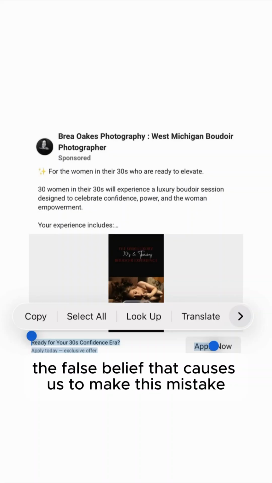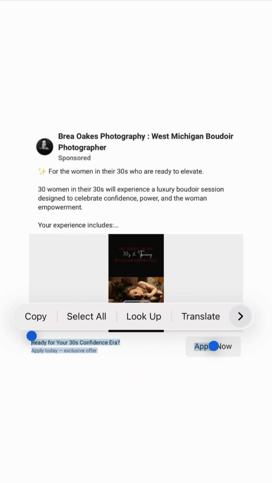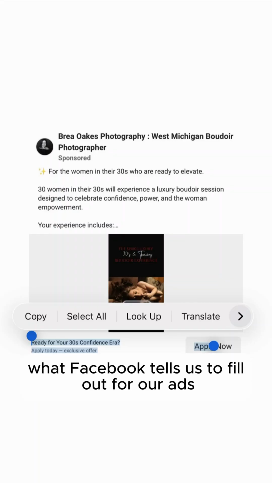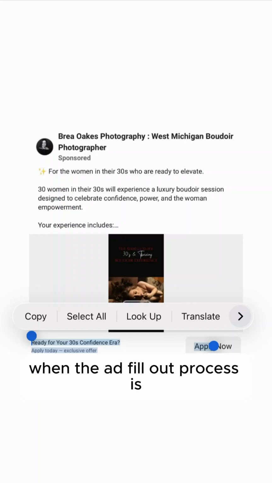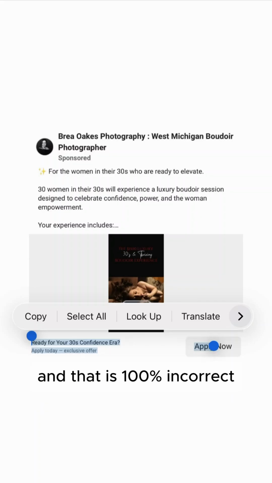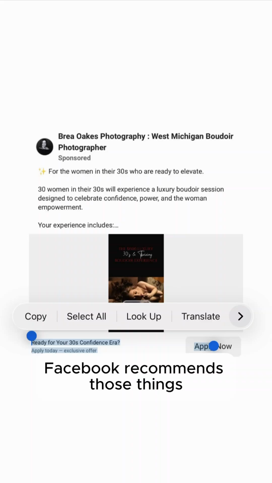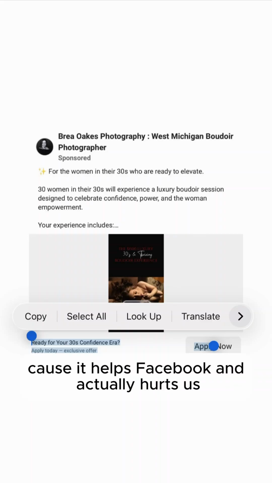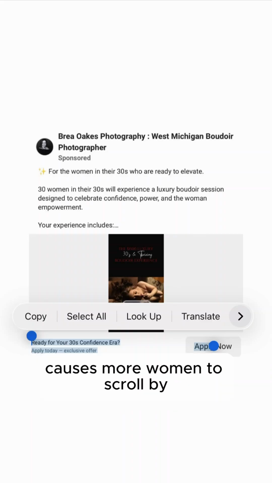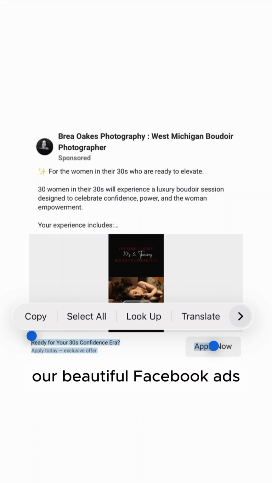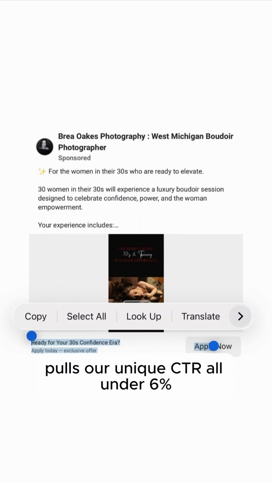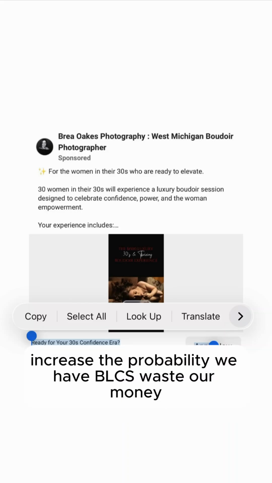The false belief that caused us to make this mistake is that we believe we should trust what Facebook tells us to fill out for our ads, that the ad fill out process is what we should fill out for our ads. And that is 100% incorrect. Facebook recommends those things because it helps Facebook and actually hurts us. That's right, it hurts us. It causes more women to scroll by our Boudoir Facebook ads, pulls our unique CTR under 6%, increases the probability we have BLCS, and wastes our money.